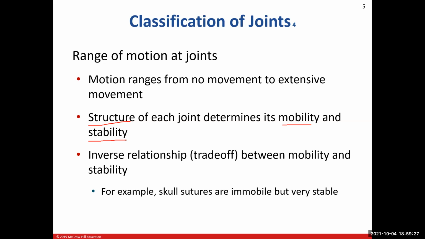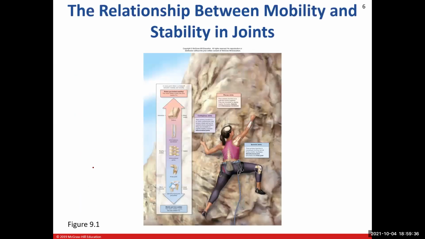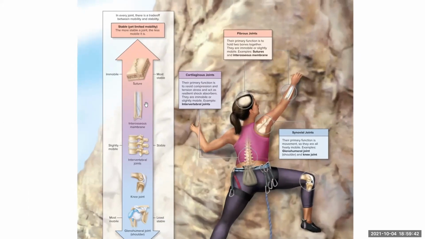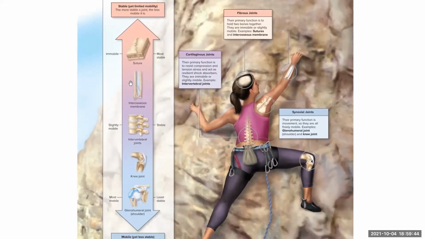So the more mobile a joint is, the less stable it becomes. That's what this picture is kind of showing us here. You've got this person climbing this rock face, and you can see on this little arrow figure, all right, we go up here to the sutures. We've seen suture joints before when we were studying the skull.